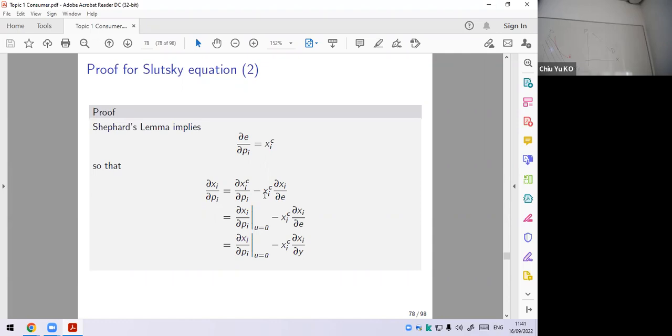And E, right? Expenditure is just income. So that's why you have this equation. It's just one step by step.